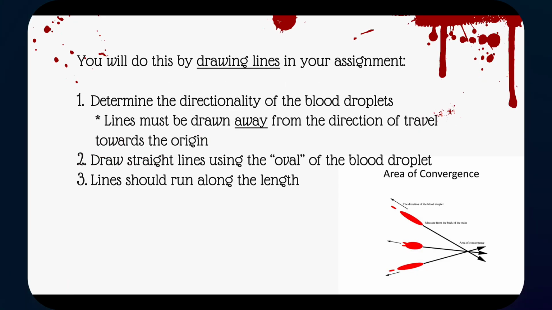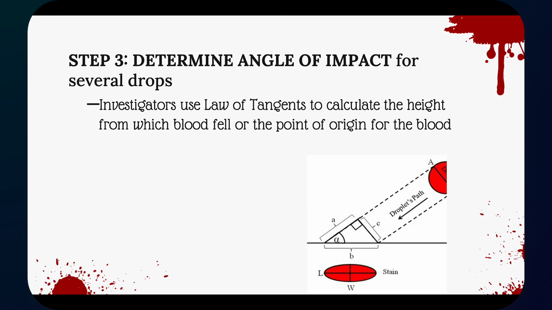In your assignment in class, you'll be doing this by drawing lines rather than actual stringing. You'll determine the directionality of the blood droplets, and the lines are going to be drawn away from the direction of travel. The pointed end is here, meaning that the blood is traveling this way. We're going to draw the lines this way. You're going to draw a straight line through the middle of the oval of the blood droplet, running along the length. Step 3, you're going to determine the angle of impact for several of the drops.